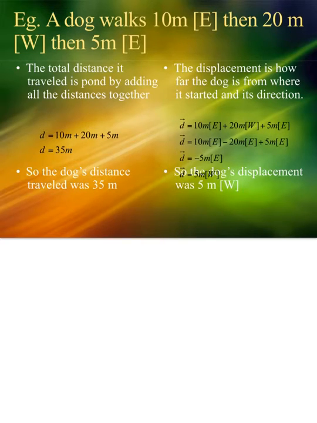So the way we do it is, just remember, if you're walking west, that's the same thing as basically facing east and walking backwards. So 20 meters west is the same as minus 20 east. So we could write it as 10 meters east minus 20 meters east plus 5 meters east, and you get minus 5 meters east, which means that the dog basically walked 5 meters west. So if you'll notice, distance and displacement aren't always the same. You can walk 35 meters, but only end up 5 meters from where you started.